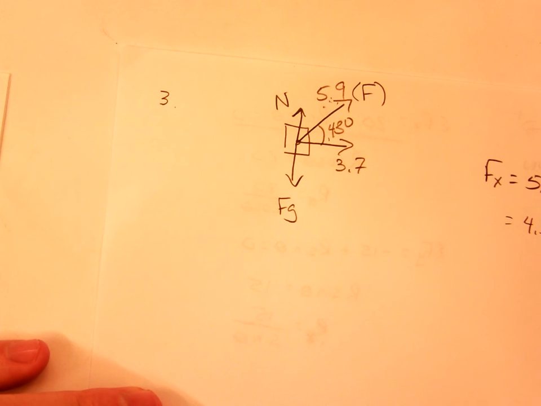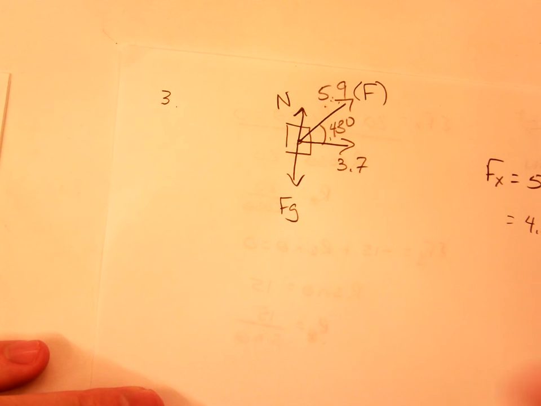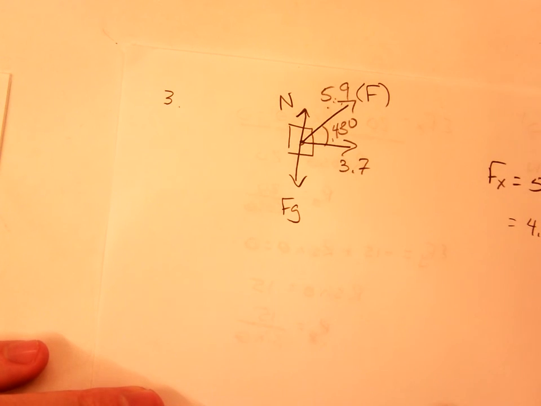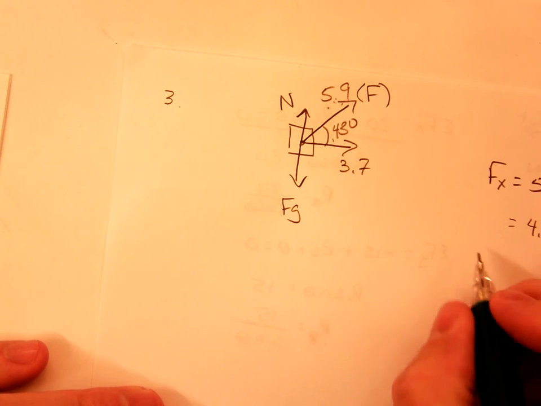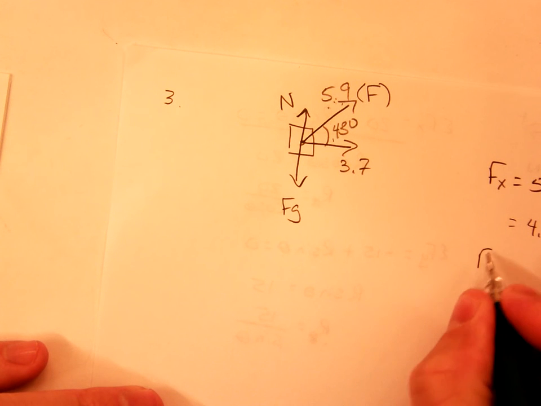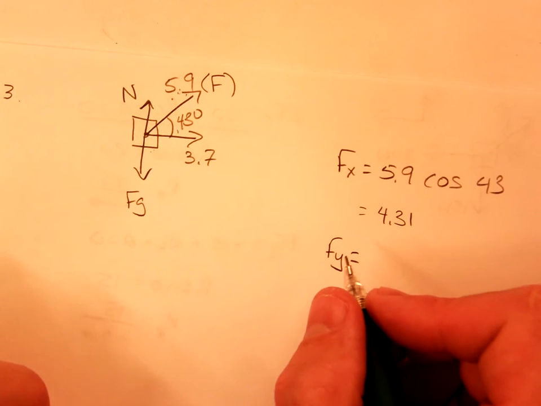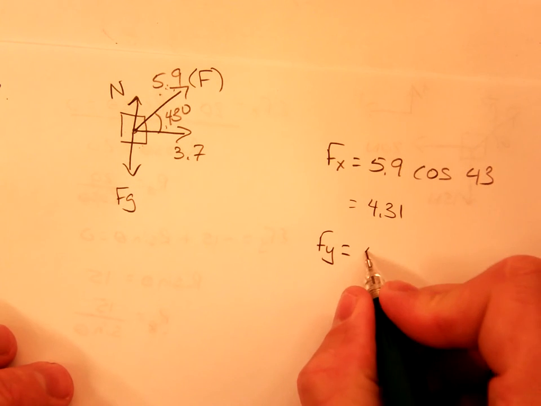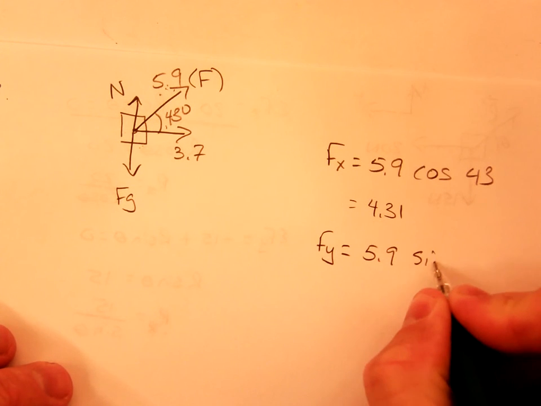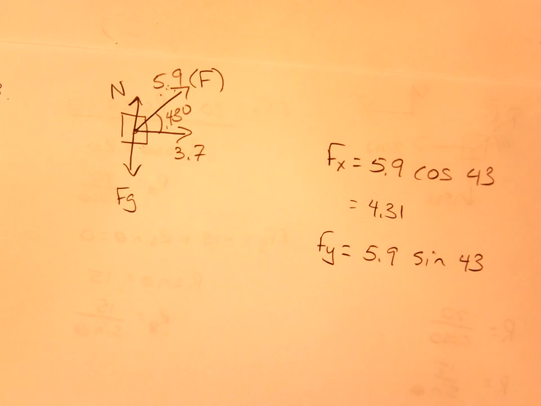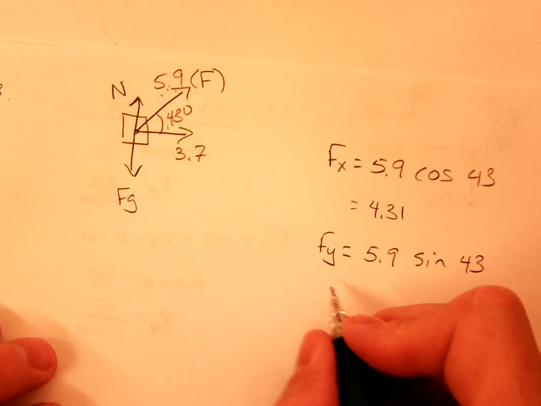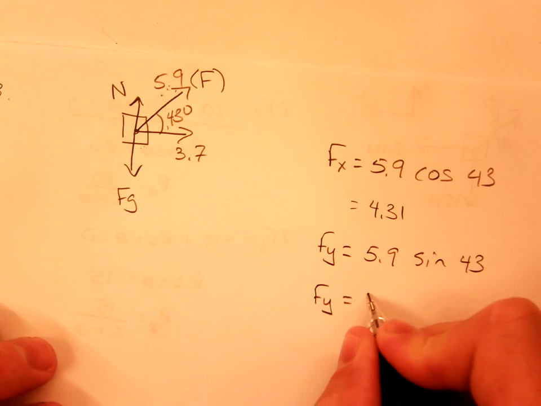All right, so for this problem, the y doesn't matter as much, but since I want you to be able to do the same thing on every problem, we're going to work it out like you normally would. So 5.9 times sine of 43 is 4.02. So the y of that one is 4.02.